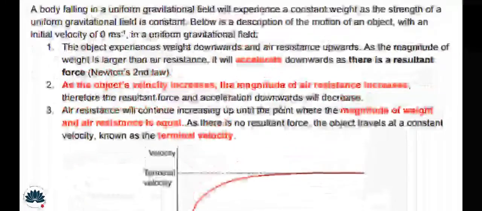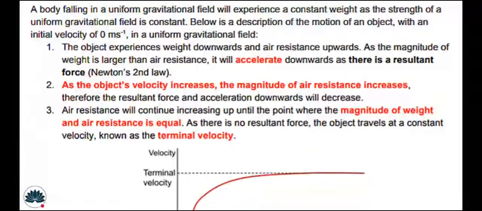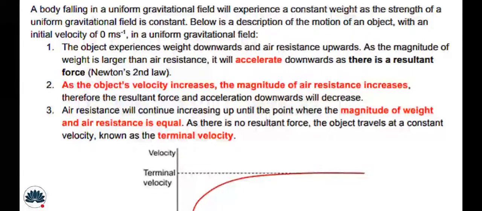A body falling in a uniform gravitational field will experience a constant weight, as the strength of a uniform gravitational field is constant. Below is a description of the motion of an object with an initial velocity of 0 meters per second in a uniform gravitational field. The object experiences weight downwards and air resistance upwards.